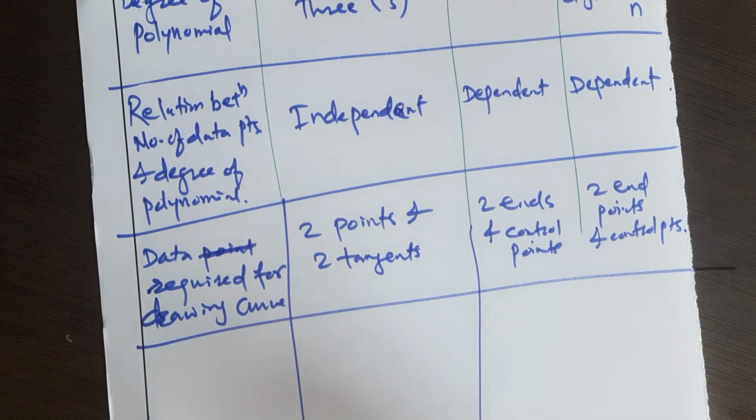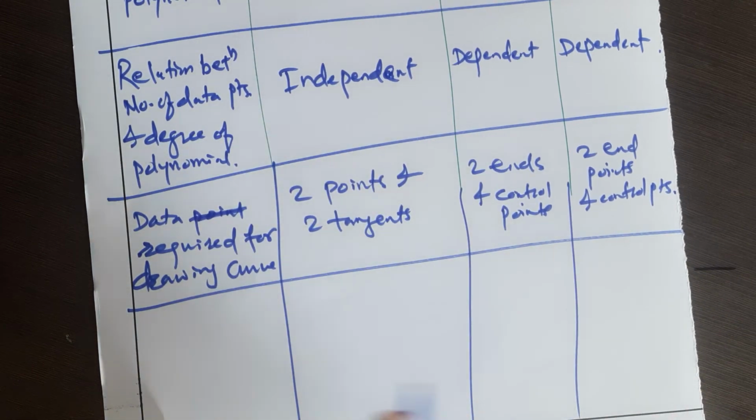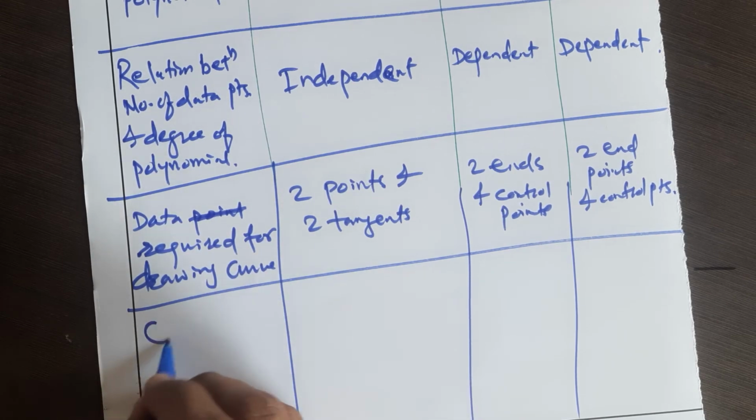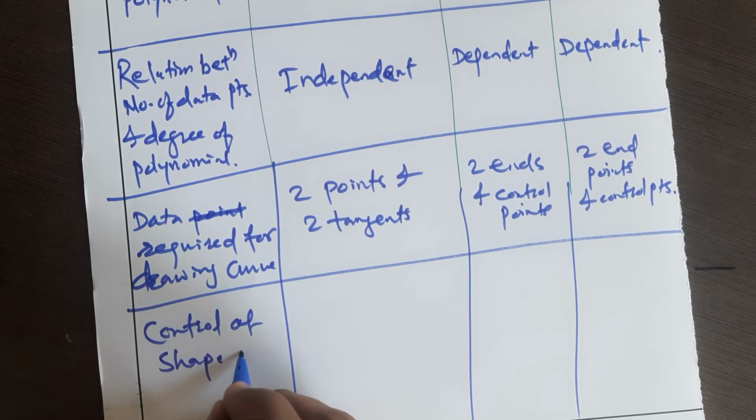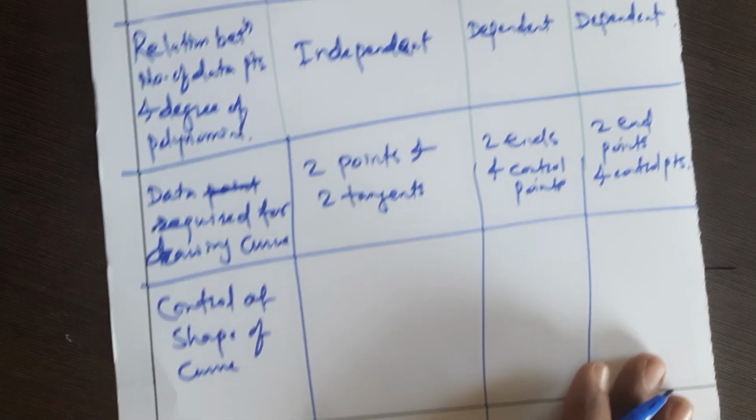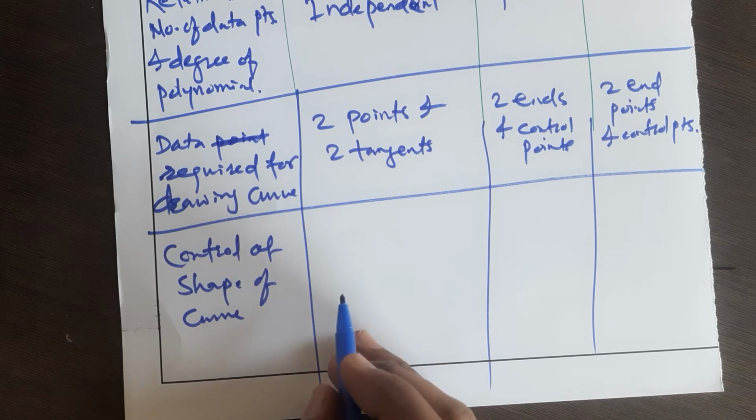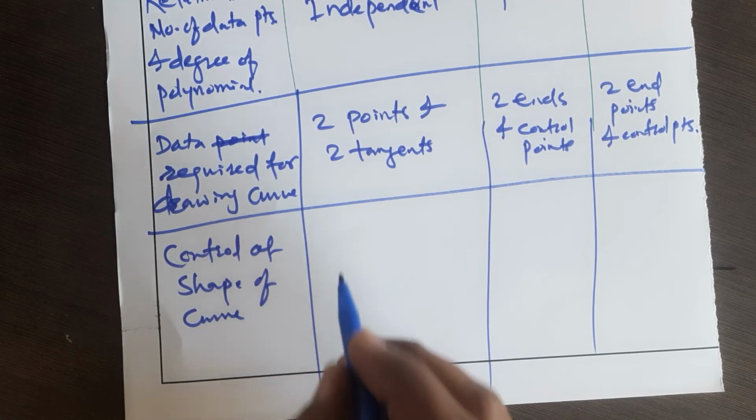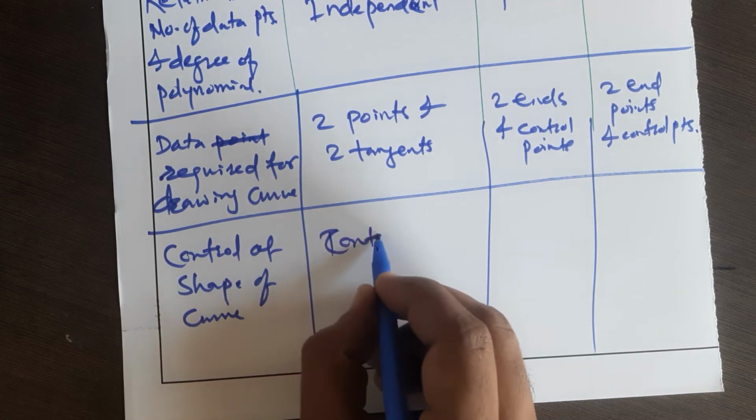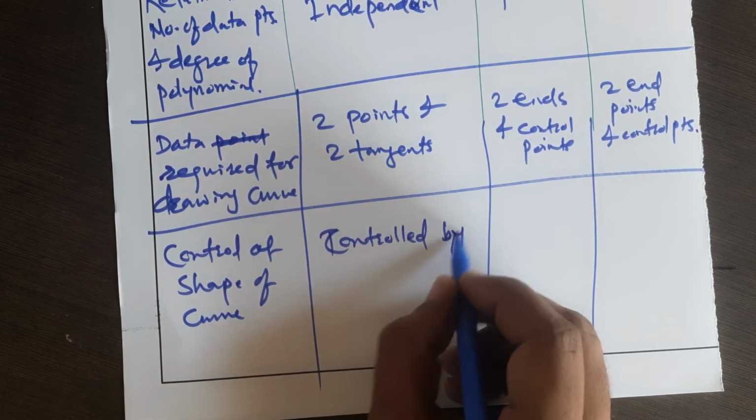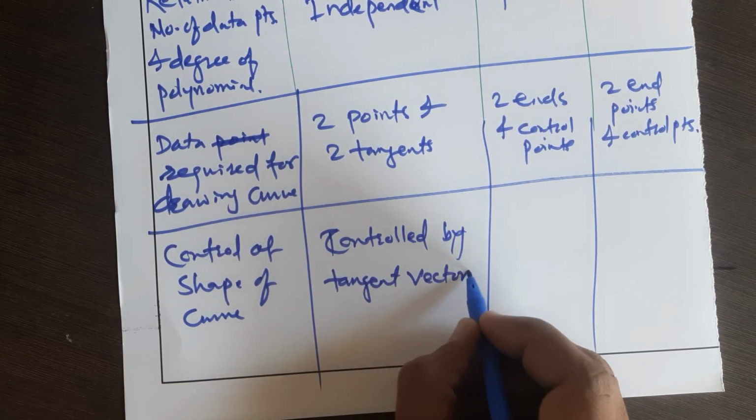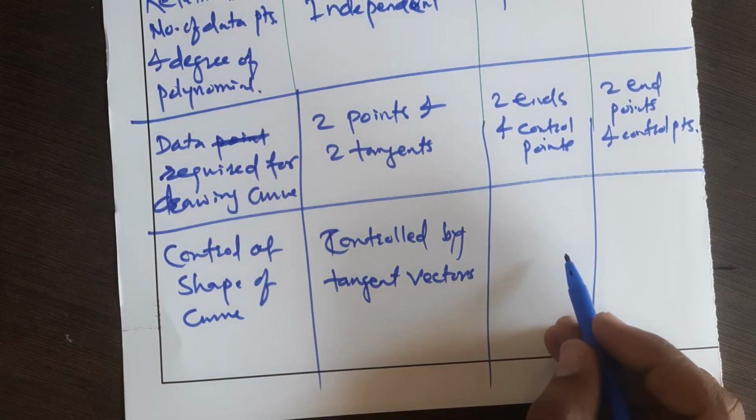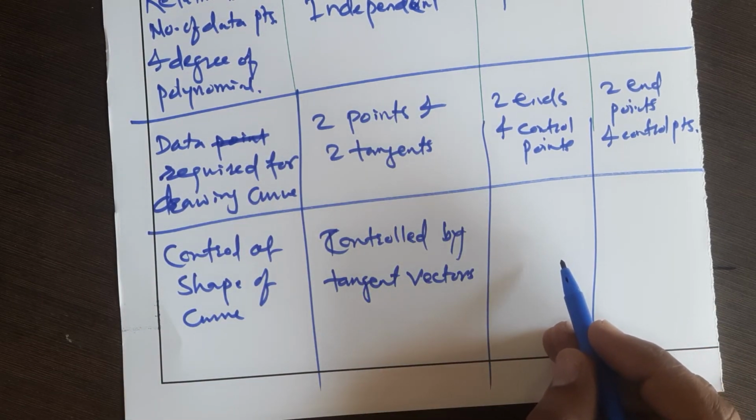Then after this, the control of shape of the curve. In case of Hermite cubic spline, the shape of the curve is only controlled by the tangent vectors at the ends. If you change the tangent vector, the shape of the curve will get controlled.